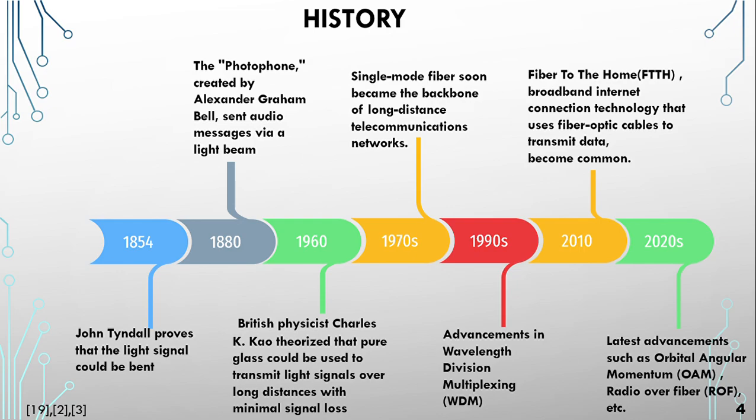In 1970, single mode fiber soon became the backbone of long distance telecommunication networks. And coming to the 1990s, new technologies such as wavelength division multiplexing, which is based on optical fiber communication, were introduced. In 2010, fiber to the home broadband internet connection technology that uses fiber optic cables to transmit data became common. Coming to the 2020s, latest advancements such as orbital angular momentum radio over fiber were introduced.